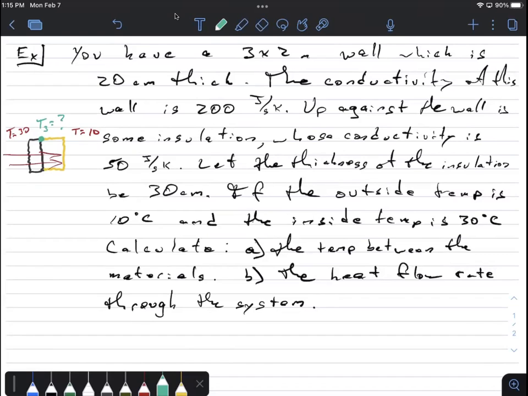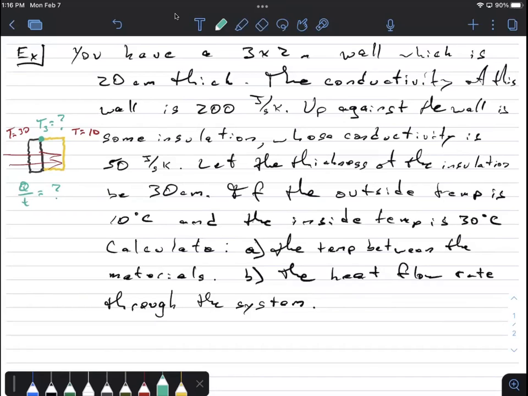And then the other thing we want to find out is what is the heat flow rate through the system. So I want to know Q over T for the whole system. I don't want to know Q over T for just the wall or just the insulation, but pretending the wall and the insulation combined are one piece of thing, what will be the flow rate through that thing? And that's our question.